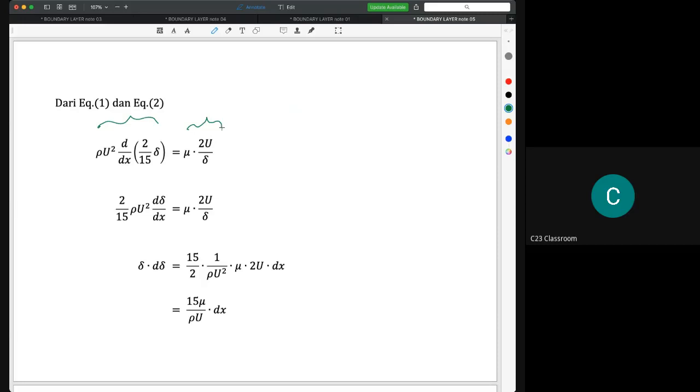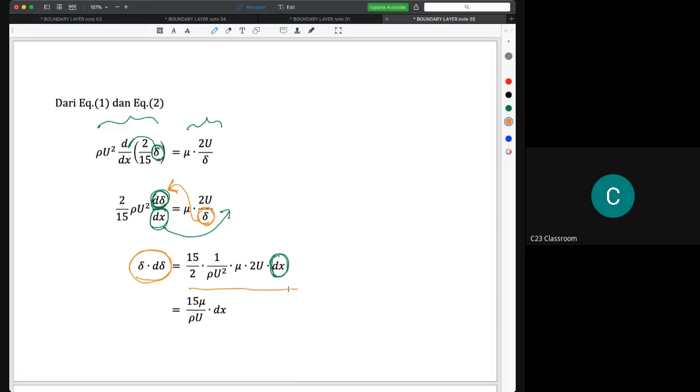we bring the delta here to this one. So that's why we have d delta and dx. And then what we do, we bring the dx to the right hand side. Because we have d delta here, we need to bring any terms of delta to the left hand side. So now we have delta d delta equal to 15 over 2, 1 over rho u square, mu 2u dx.